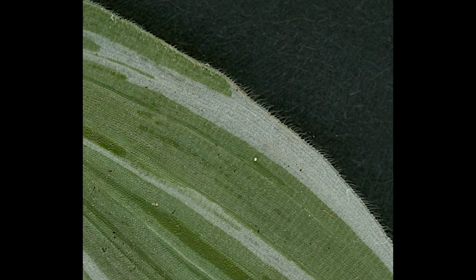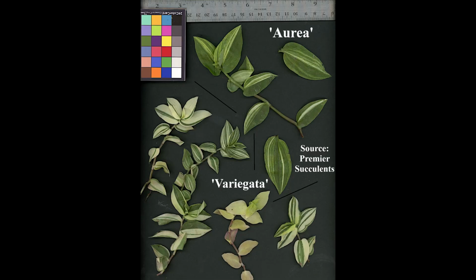Aurea, which is also known as Aurea variegata incorrectly, and the regular variegata. Again, there's also elbow vitata, quicksilver, that sort of thing. So again, if you really want to learn this, go back to the video again or go to cultivar.org because this key is in there too.